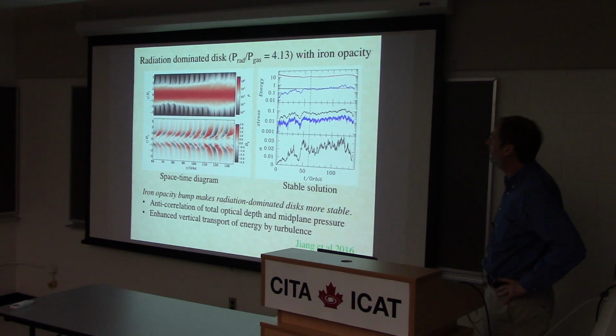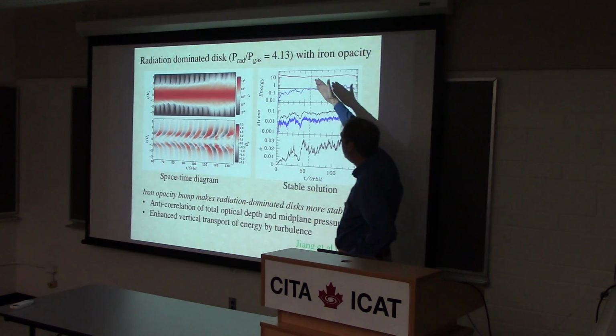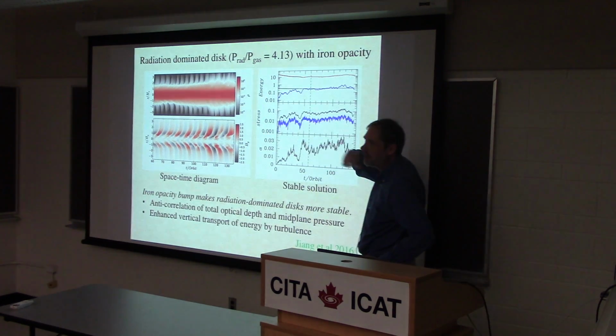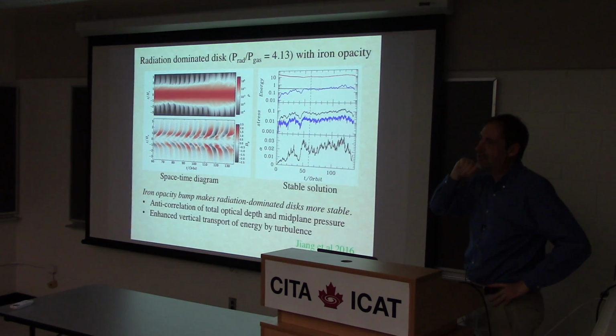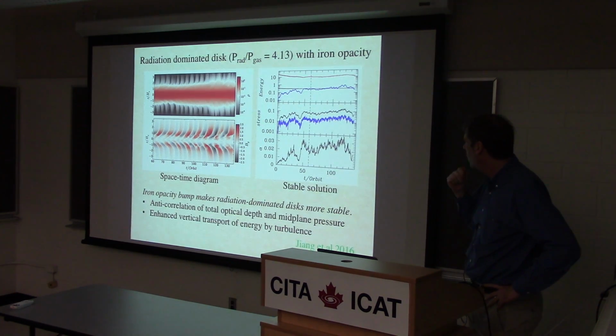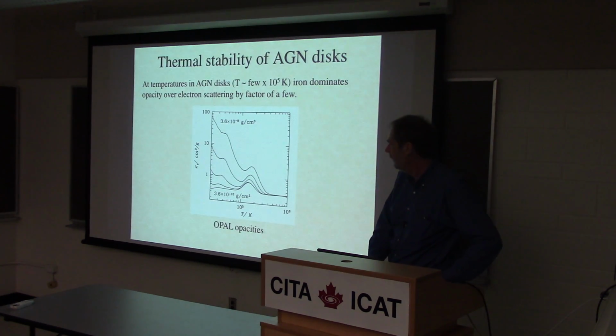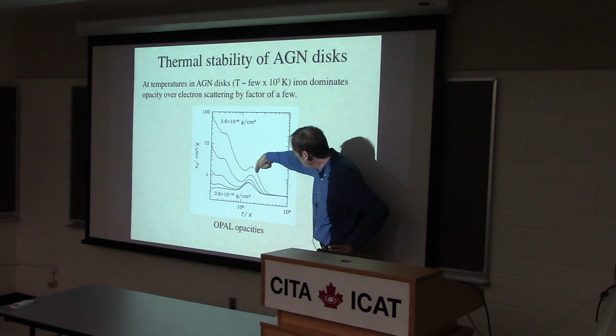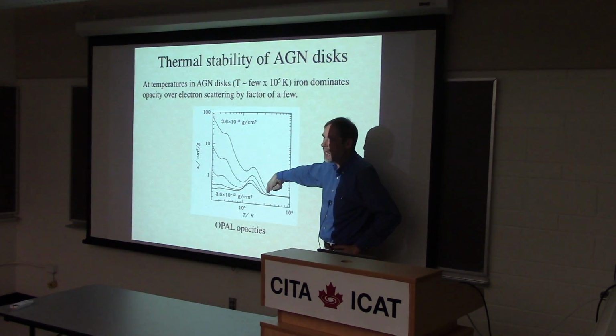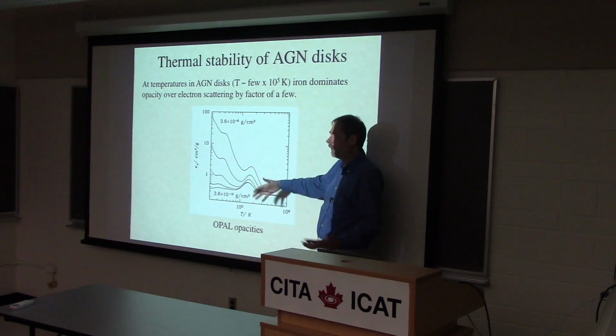The disk becomes thermally stable. The exact same calculation with the same radiation gas pressure is now thermally stable. And so this is again showing the radiation transport is absolutely crucial here and determines the physics. And why is it stable? It's because you have a thermostat in this opacity law. If you heat the gas up a little bit, the opacity goes down and allows it to cool. And so that's a thermostat.